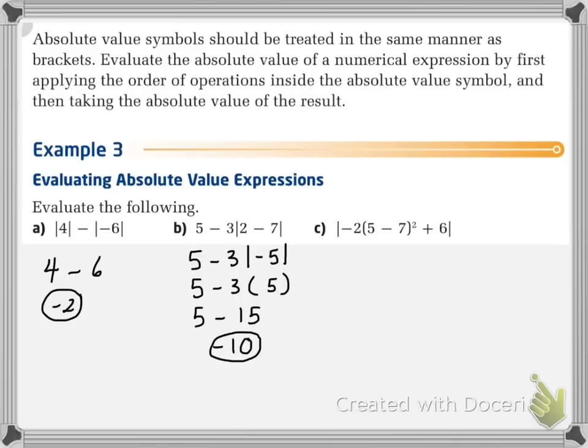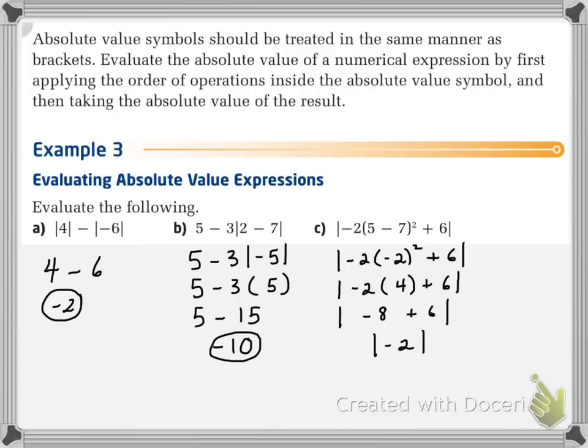In our third one, we have inside the absolute value signs inside the brackets, 5 minus 7 will be -2. And then negative 2 squared is going to be positive 4. And then from there, we're going to go negative 2 times 4 is negative 8. Negative 8 plus 6 is going to be negative 2. And then we can apply the absolute value signs, and our answer will be positive 2.